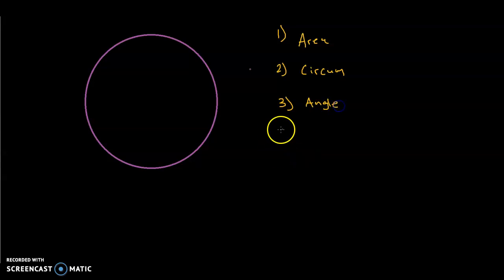When you're hit with a GRE circle question, it's really just testing your knowledge of several things. Can you find the area? Can you find the circumference? Can you find an angle? And then the fourth thing is arcs and chords, more on that in a moment, and then something called inscription.